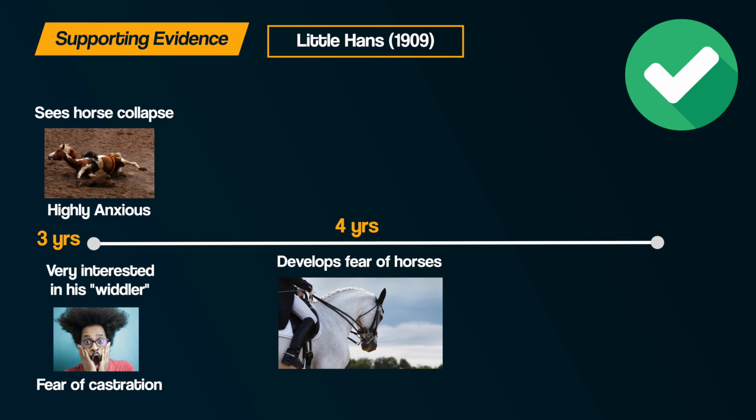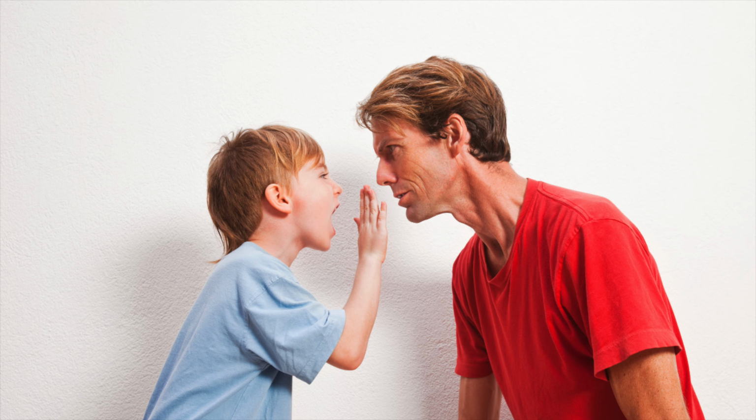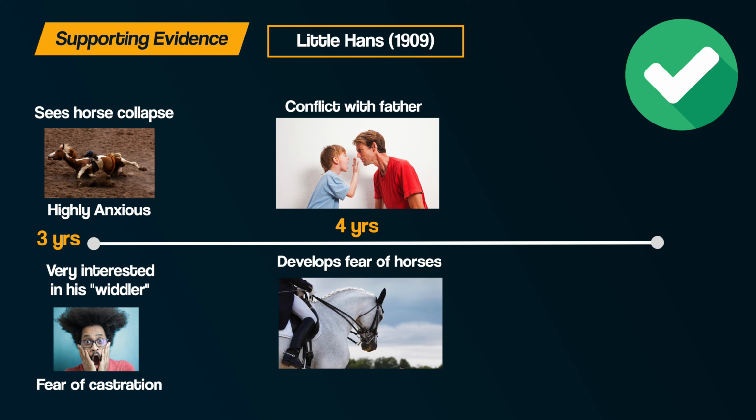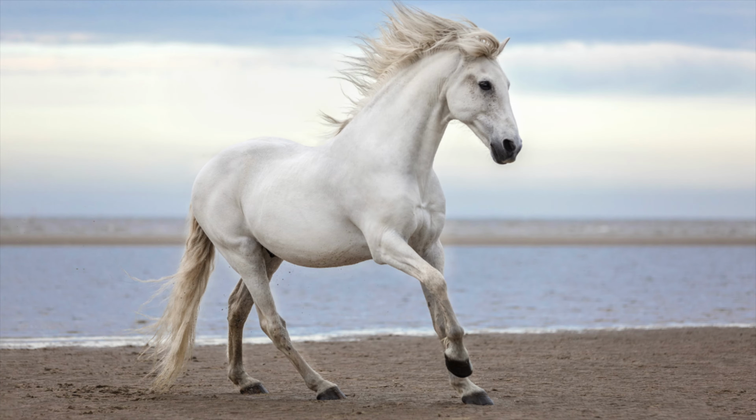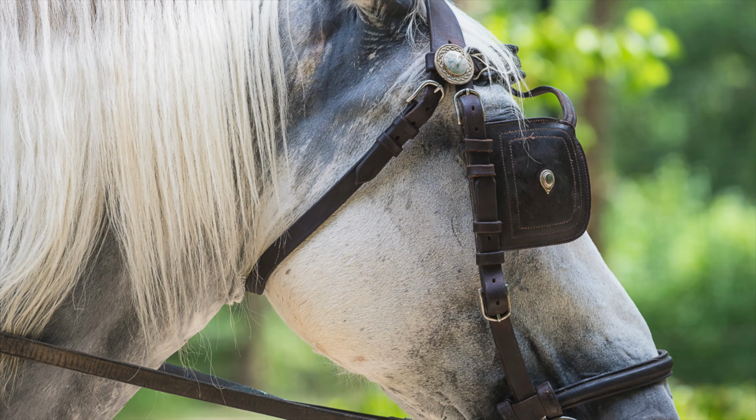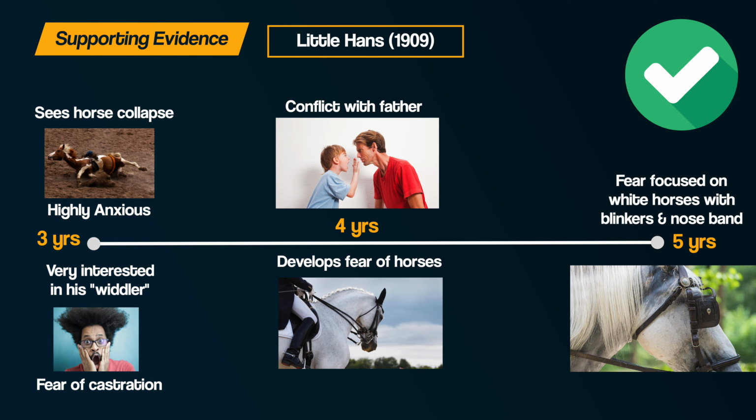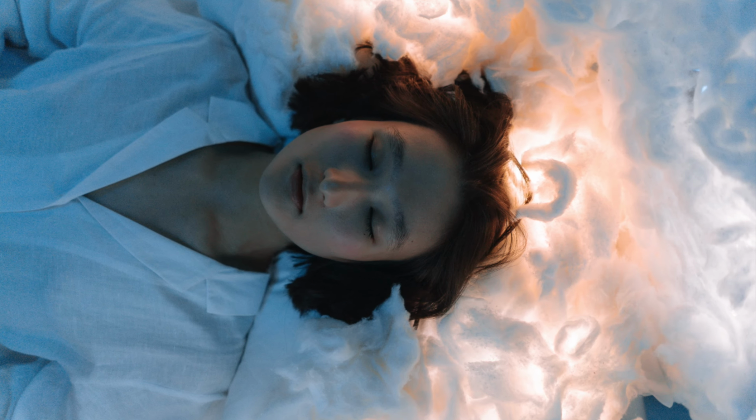As this phobia was developing, a conflict with his father developed. Little Hans used to climb into bed in the morning to cuddle his mother, which Little Hans's father opposed. By the age of 5, his phobia of horses had reduced, but focused on white horses, and specifically those that wore blinkers and a noseband. Little Hans's phobia appeared to end after some dreams and fantasies.